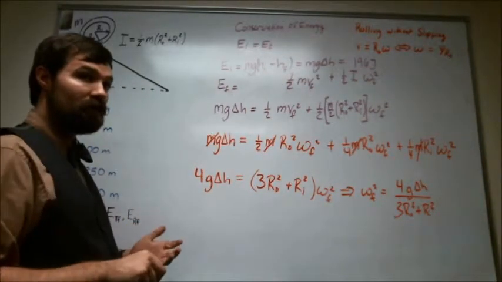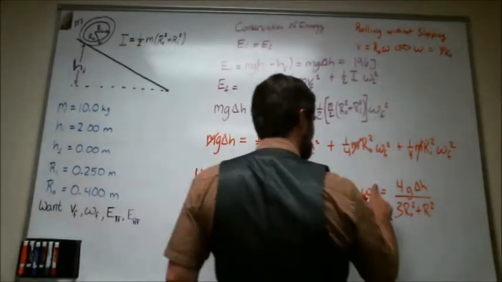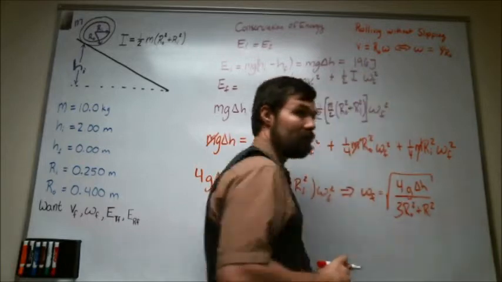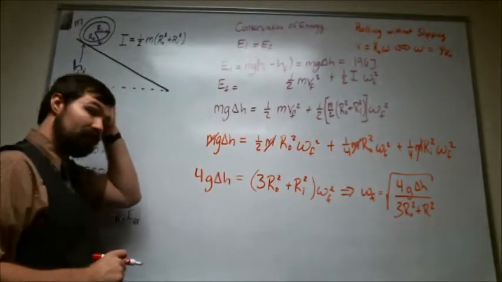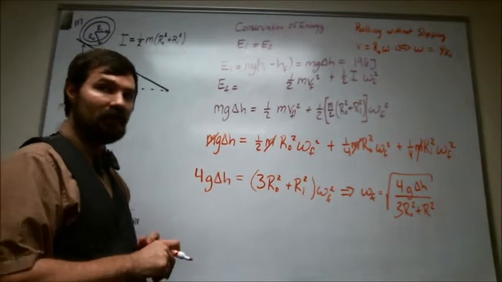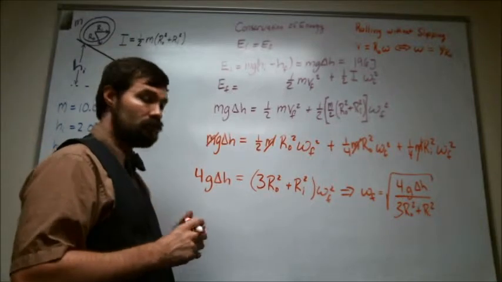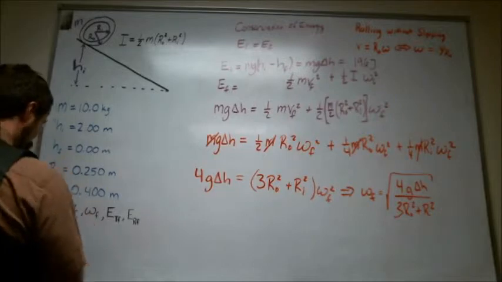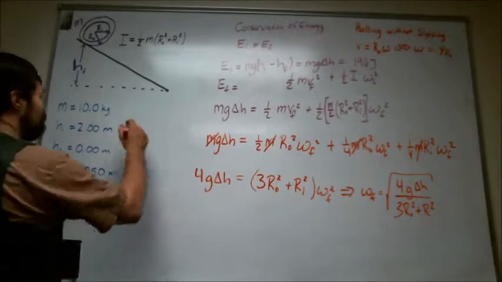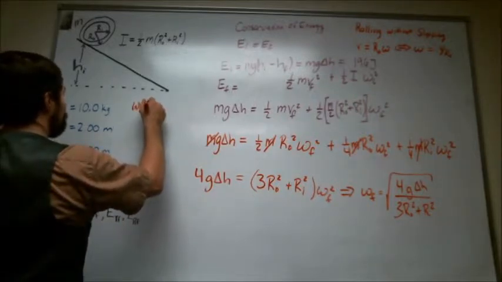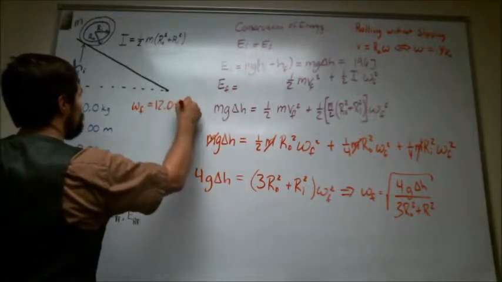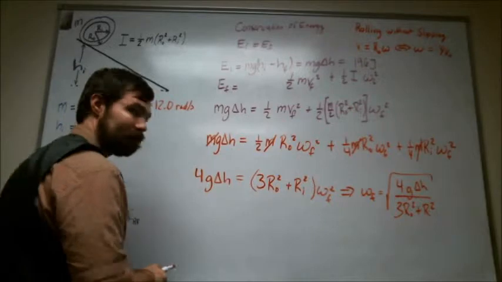So take a square root of both sides, and we get an answer for the angular frequency. The angular frequency ends up being 12. So we now have an answer over here. Omega F is approximately 12 radians per second.